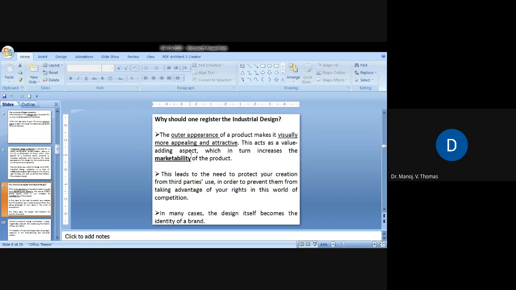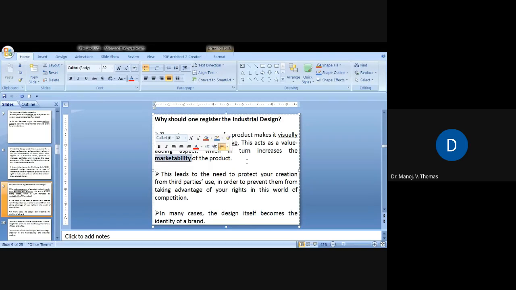So the outer appearance of a product makes it visually more appealing and attractive. This acts as a value-adding aspect, which in turn increases the marketability of the product. So marketability of the product always depends upon the looks and feel it provides, how attractive it is, how visually appealing the product is. So that decides the marketability of the product.